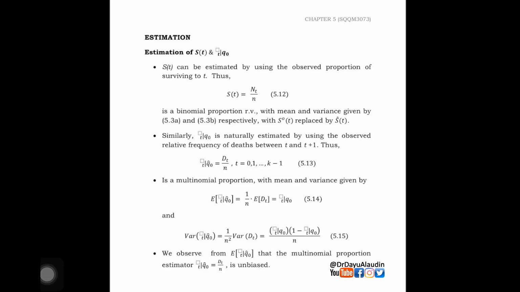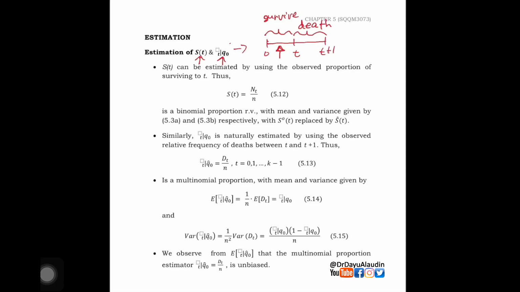For chapter 5, estimation of S(t) and the probability of death for conditional. So conditional: survive from 0 to t, and the probability of death just from t to t+1. We call it conditional because the condition is this: the individual must survive until t.